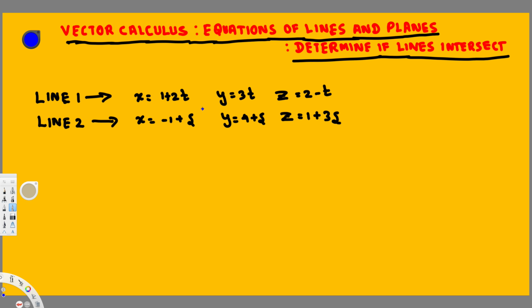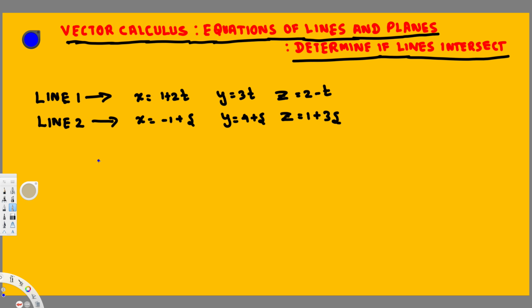Now if these lines intersect at any point, there must be a point where x, y, and z are equal: x of the first line and x of the second line must be equal at some point, and y of the first line and y of the second line must be equal at some point, and z of the first line and z of the second line must be equal at some point. Now in order to find this, first let's solve this problem.